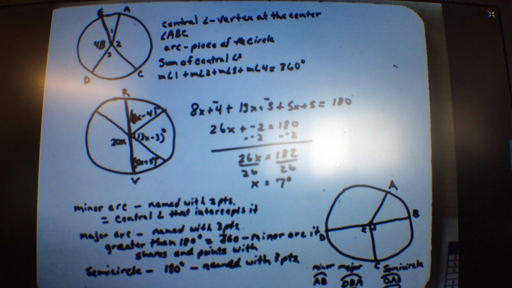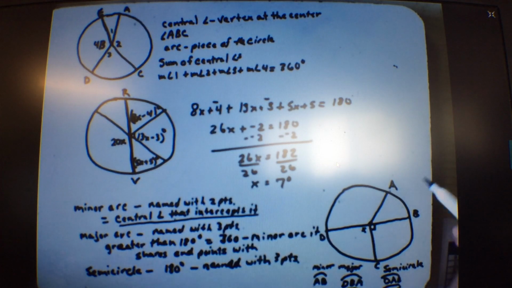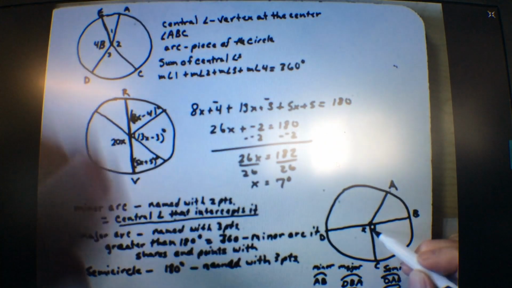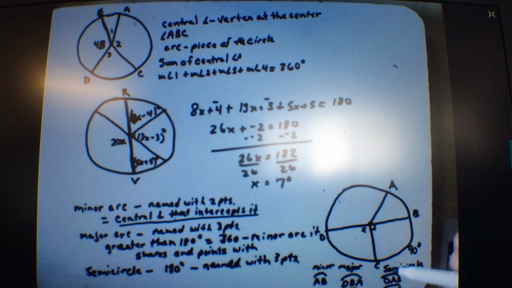Now, I said that a minor arc is equal to a central angle that intercepts it. So this right here is 90 degrees, right? That means that this arc is 90 degrees. Do you understand that? But you can't do a major arc that way. A major arc is done the opposite way.